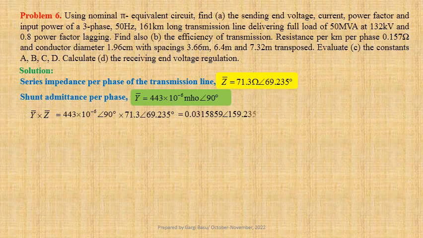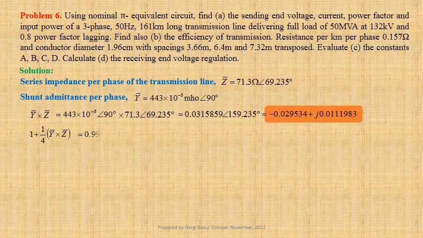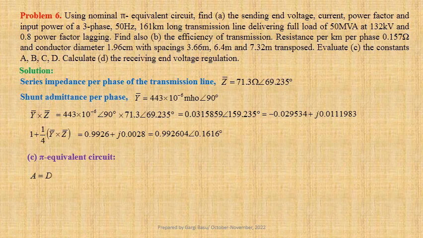that gives us 0.0315859 at an angle 159.235 degree. This may be written in Cartesian form as minus 0.029534 plus j times 0.0111983. Now we shall calculate 1 plus 1/4 of YZ, that is equal to 0.9926 plus j times 0.0028. This may be written in polar form as 0.992604 at an angle 0.1616 degree.